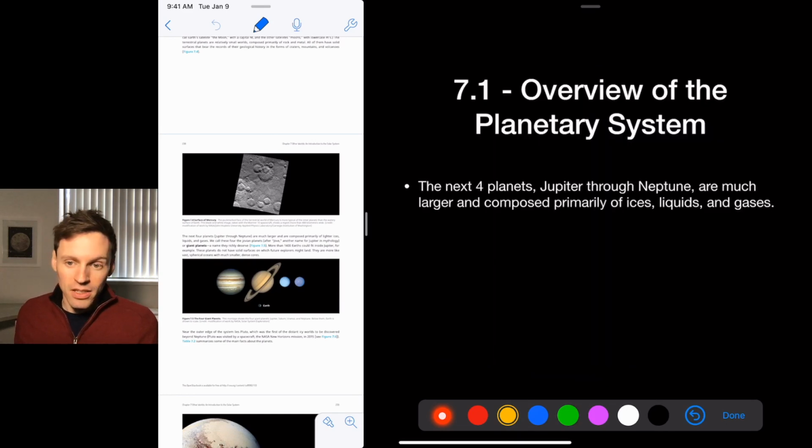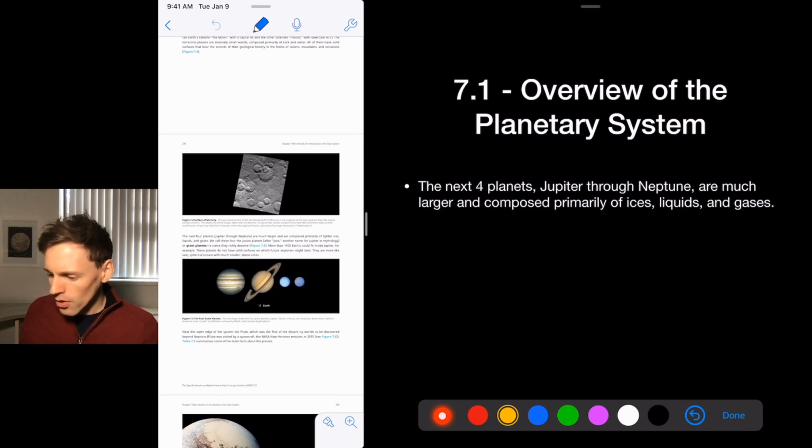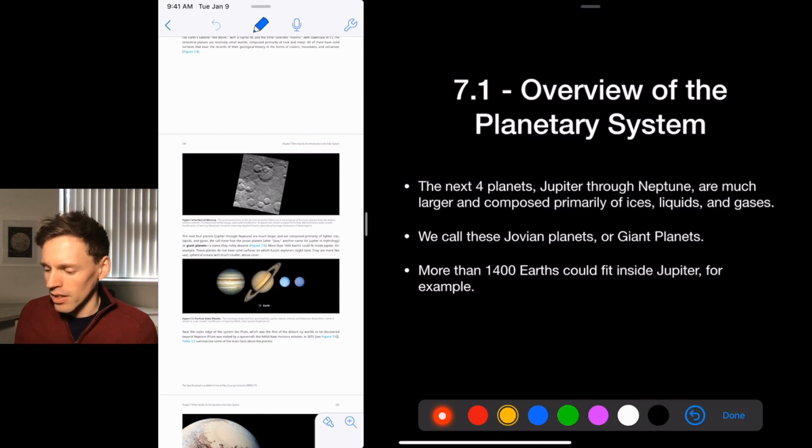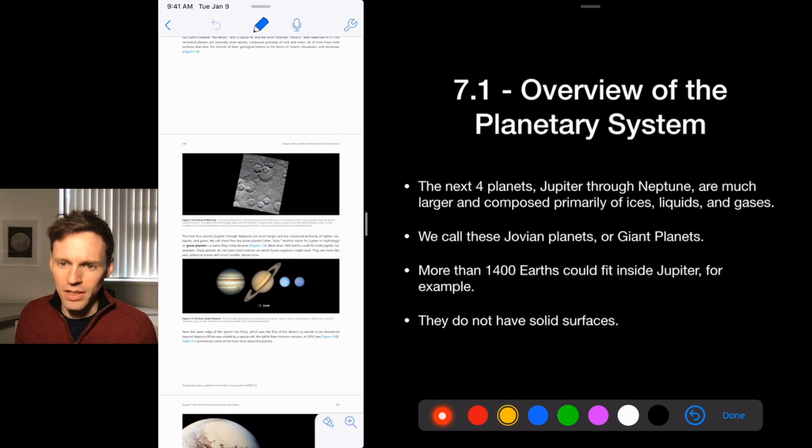The next 4 planets from Mars, Jupiter, Saturn, Uranus, and Neptune, are sometimes called gas or ice giants, depending on which one you're talking about. They're made of ices, liquids, and gases, in the phases those materials have on Earth. We call them Jovian planets, or the giant planets. For example, more than 1,400 Earths could fit inside Jupiter. That's a lot. They do not have solid surfaces, actually.